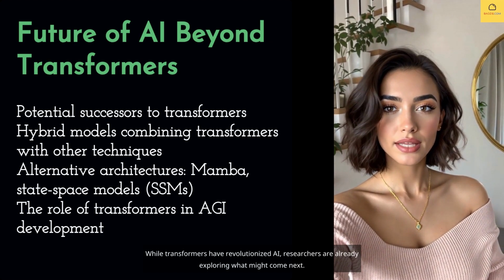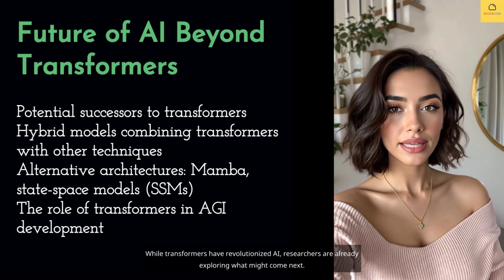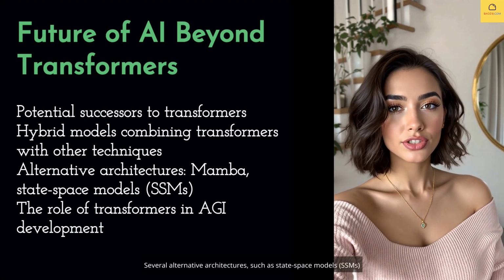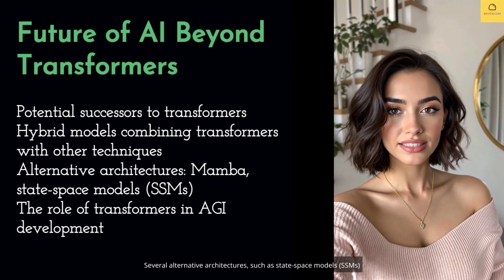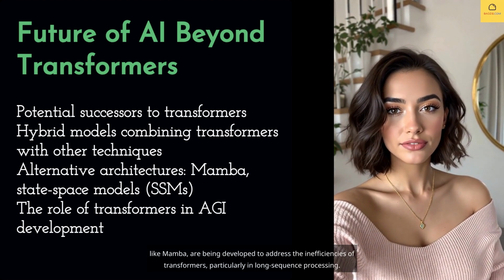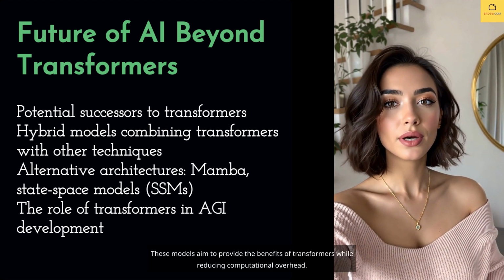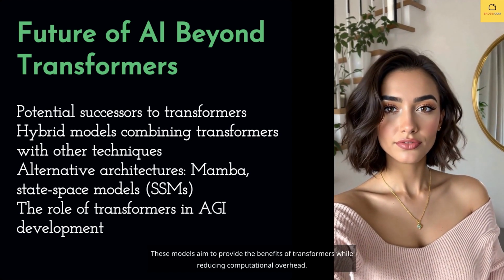While transformers have revolutionized AI, researchers are already exploring what might come next. Several alternative architectures, such as state space models, SSMs, like Mamba, are being developed to address the inefficiencies of transformers, particularly in long-sequence processing. These models aim to provide the benefits of transformers while reducing computational overhead.